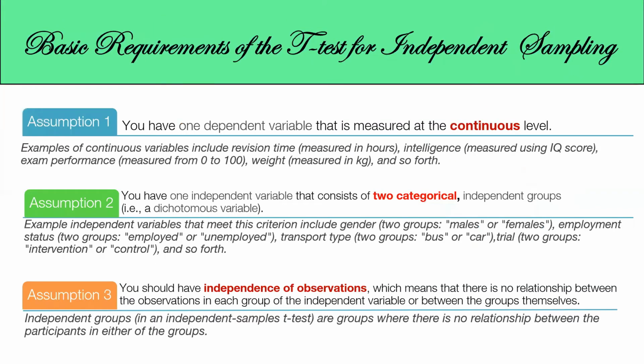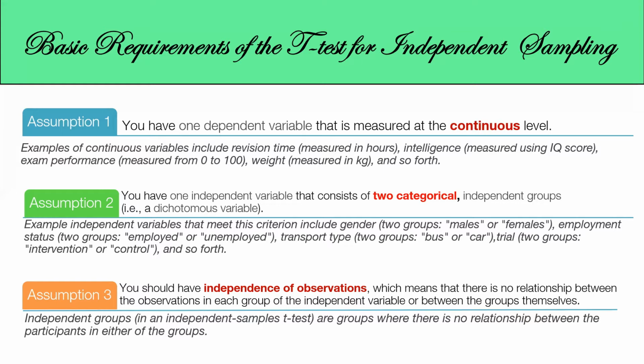So there are basic requirements to check first before we do a t-test. The first assumption is you have one dependent variable, which is measured at continuous level. So we have here one dependent variable, which is degree of interest in mathematics. Second assumption, you have one independent variable that consists of two categorical independent groups. As I said a while ago, we have female and male as our categorical independent groups.